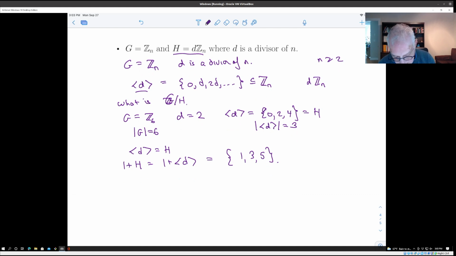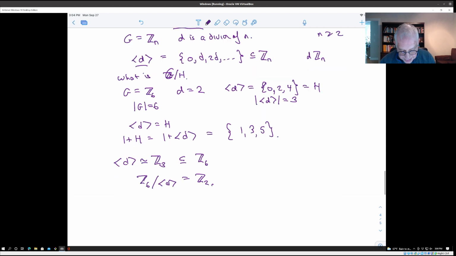And what we see here is that the subgroup D is a copy of Z3 because it's a 3-element cyclic subgroup, 0, 2, 4. And it's a subgroup of Z6, and the quotient of Z6 by the subgroup generated by D is a 2-element group, which is isomorphic to Z2.